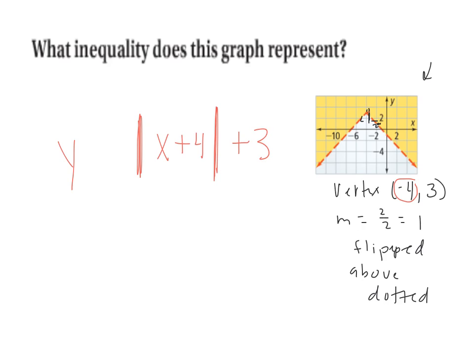Now one thing that has to be represented is the fact that this is flipped. So even though my slope is 1, I still have to put a negative out in front here. You could put a -1 if you want to show that it should be flipped. And this right here is going to be no line underneath because it's dotted. And it's above this line, so y again would be greater than this equation. And that would be it.